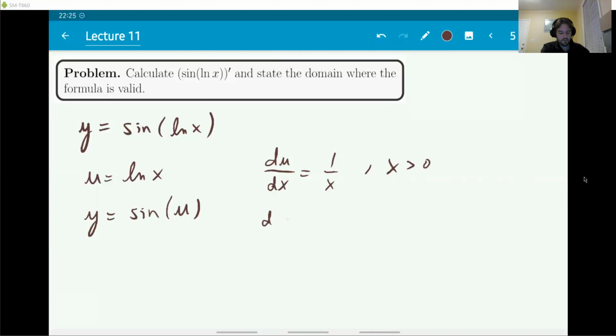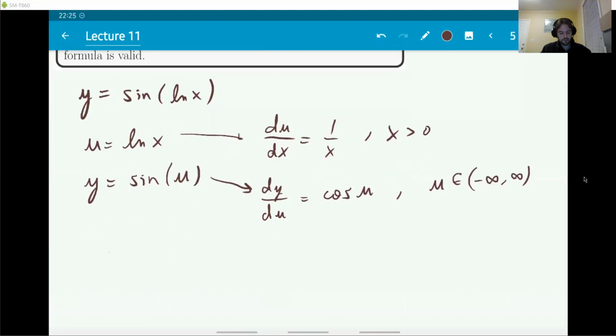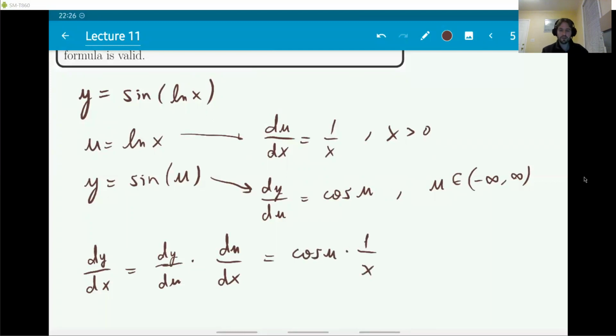And dy du, I'm looking at the second formula now. dy du, derivative of sine is cosine, cosine of u. This one is valid for any u, like u belongs to negative infinity, infinity. Now the formula for the thing that we want, which is dy dx, just always remember this. Again, you introduce the du terms, you introduce two fractions. So you're going to be multiplying these two, dy du and du dx. This is what you get.